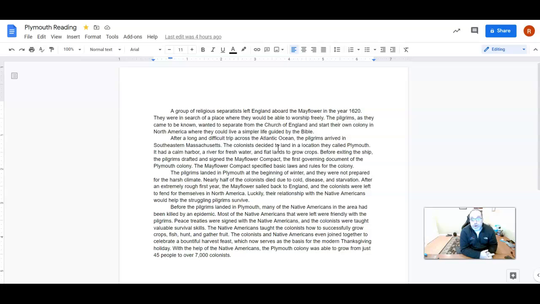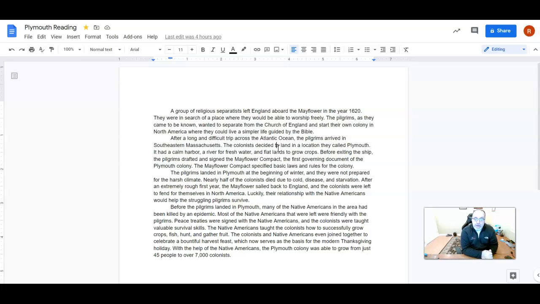After a long and difficult trip across the Atlantic Ocean, the Pilgrims arrived in southeastern Massachusetts. The colonists decided to land in a location they called Plymouth. It had a calm harbor, a river for fresh water, and flat lands to grow crops. Now think maybe some of the problems that they had in Jamestown. See if anything rings a bell in there. Before exiting the ship, the Pilgrims drafted and signed the Mayflower Compact, the first governing document of the Plymouth colony. The Mayflower Compact specified basic laws and rules for the colony.